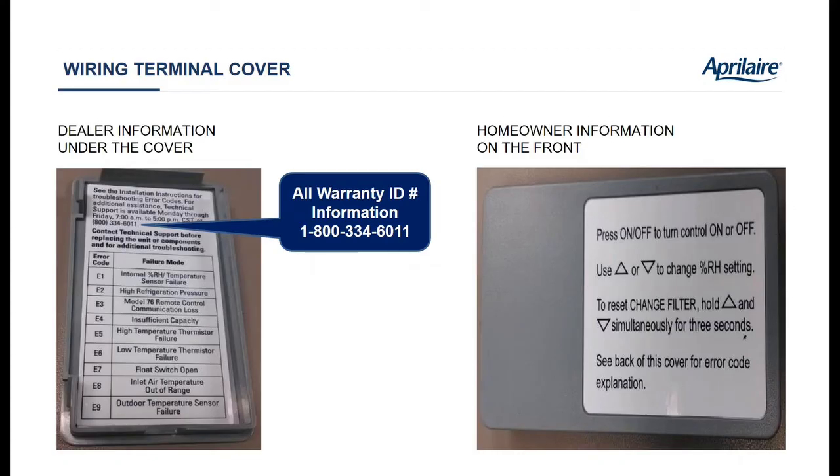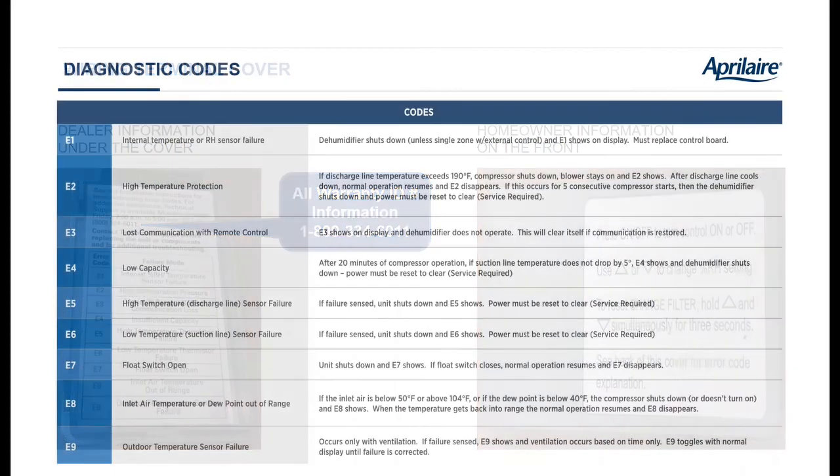Call up tech support when you're in front of the unit. Tell us what the error code is. We should be able to help you out pretty quickly. For the homeowner, when the cover's in place, it tells them how to turn the unit on or off with the soft key, how to adjust the relative humidity setting, and if they see the change filter indicator, they can watch that filter and then they can reset that reminder. Very, very simple, very, very straightforward.